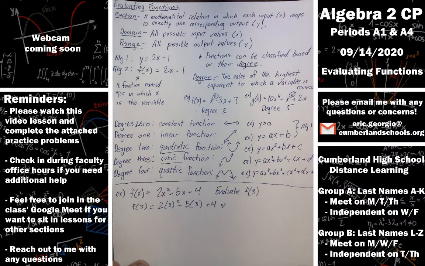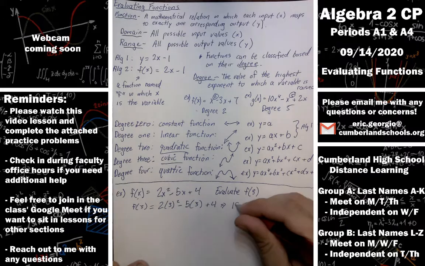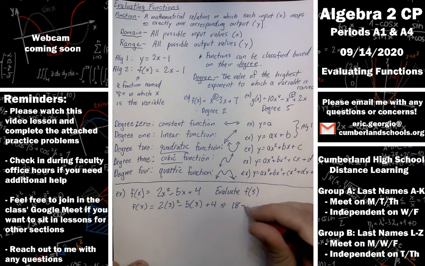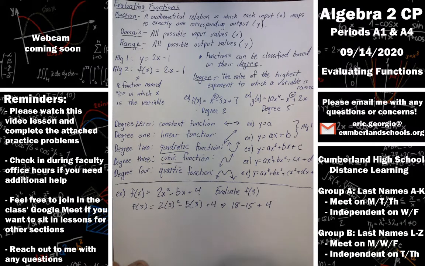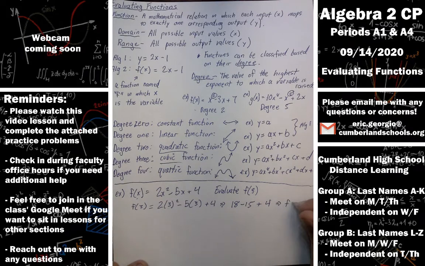Which order of operations? I'm going to square first. 3 squared is 9, times 2 is 18, minus 5 times 3, so minus 15, plus 4. And from left to right, 18 minus 15 is 3, plus 4 is 7. So you would say that f of 3 is 7.